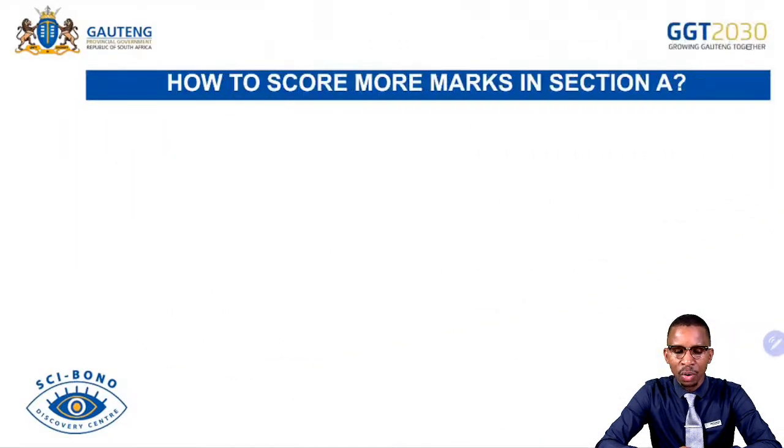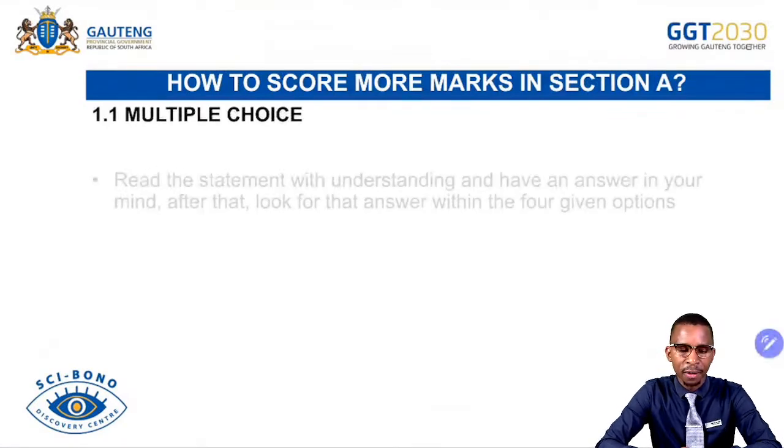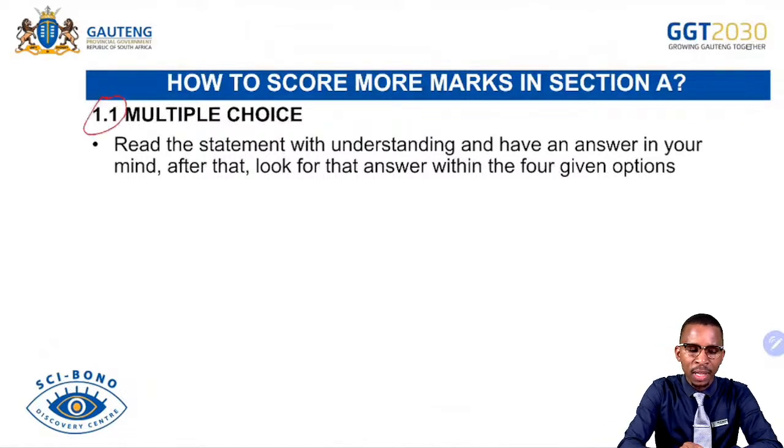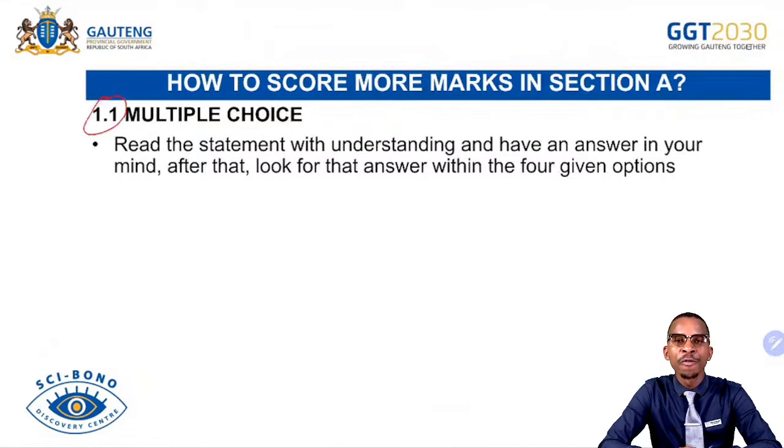So this section consists of training on how you can approach the question paper, how to score more marks in section A under multiple choice. Read the statement with understanding and have an answer in your mind. After that, look for that answer within the 4 given options. So if we talk about 1.1, that's when you are given the question statement and 4 options from letter A to letter D. Then you have to choose the correct answer. It is very important, before you choose the answer, that you read the question statement with understanding. As you read that, before you look for the answer, you already provoke your mind to give you an answer. And then after that, you look for that answer in there.